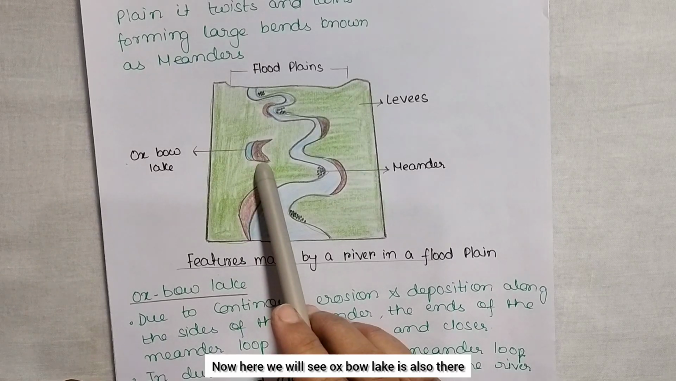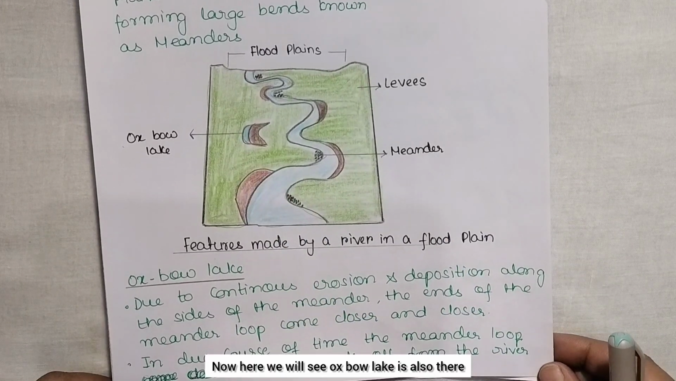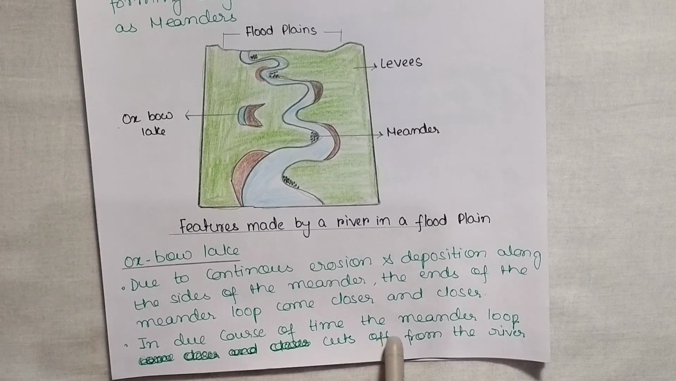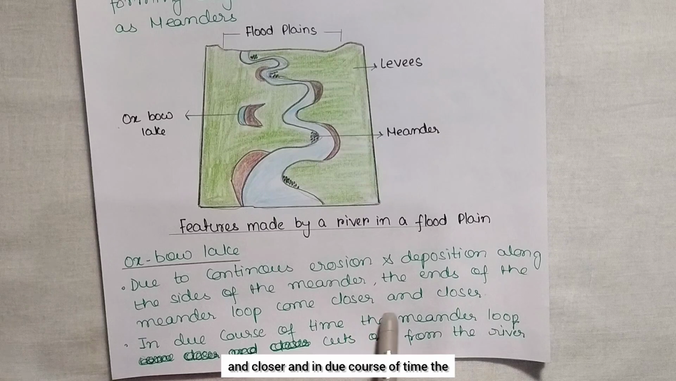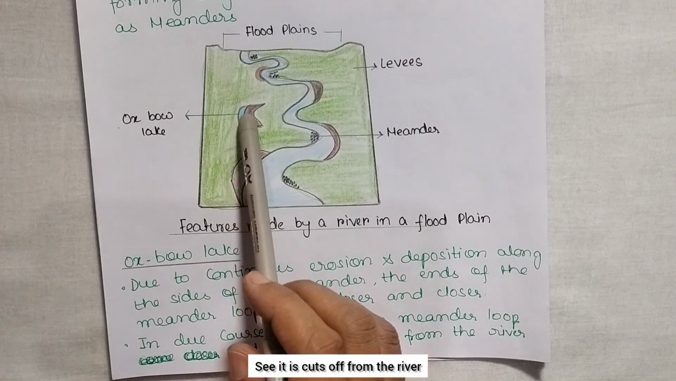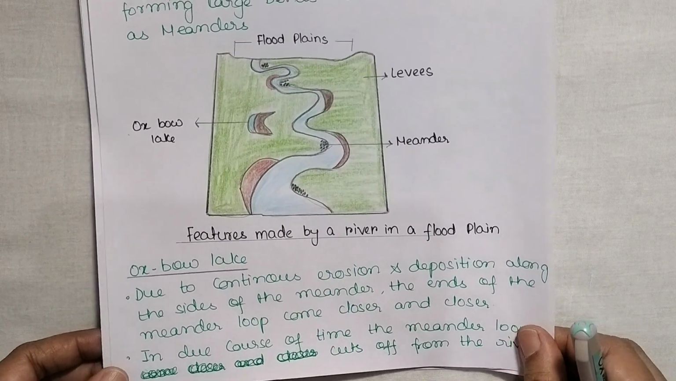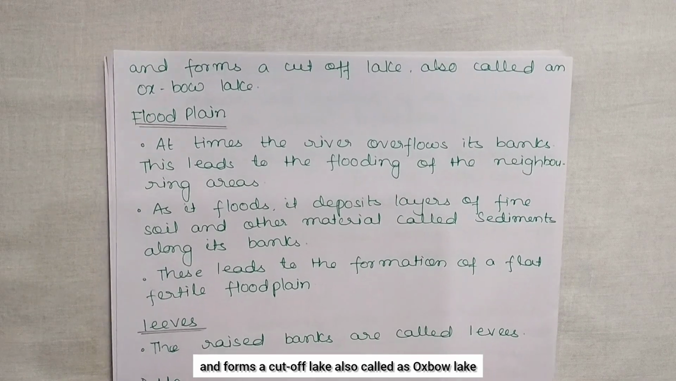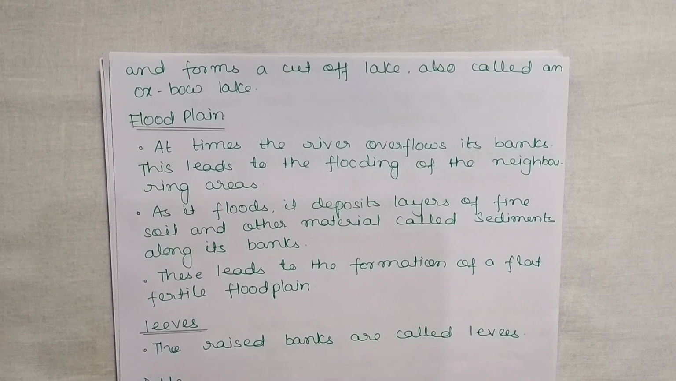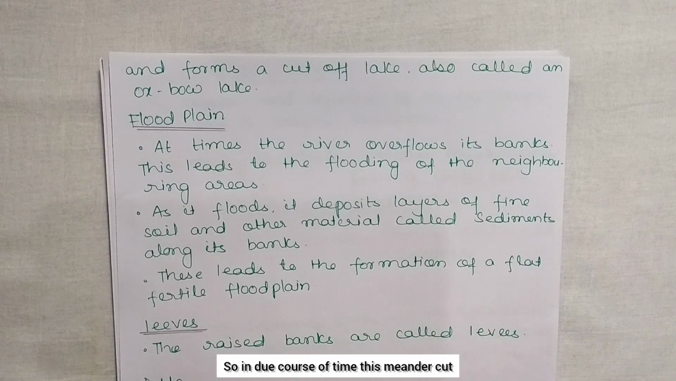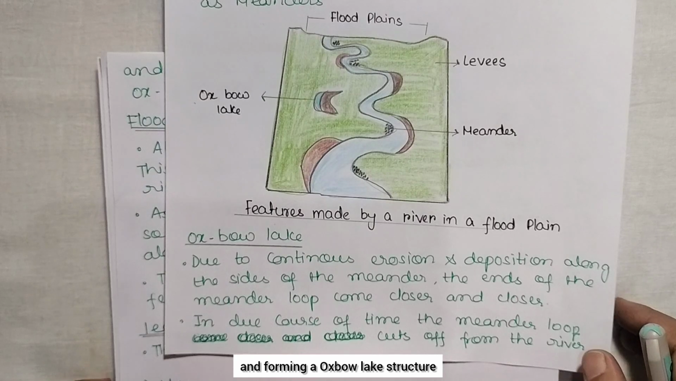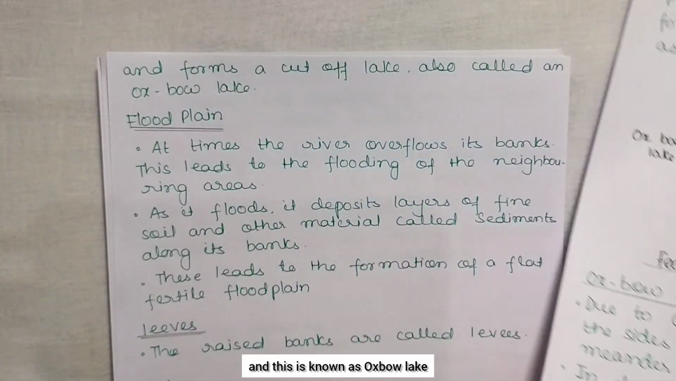Now here we will see Ox Bow Lake is also there. So due to the continuous erosion and deposition along the sides of the meander, the ends of the meander loop come closer and closer. And in due course of time, the meander loop cuts off from the river. See, it cuts off from the river and forms a cut-off lake, also called Ox Bow Lake. Okay. So what happened? In due course of time, this meander cut off from the main river, forming an oxbow lake structure, and this is known as oxbow lake.